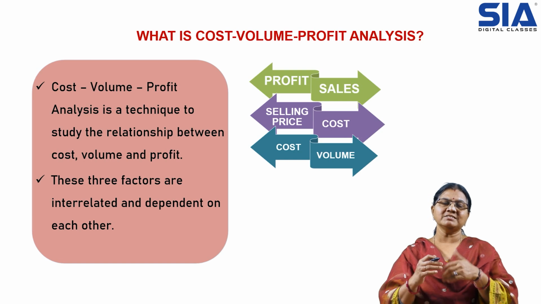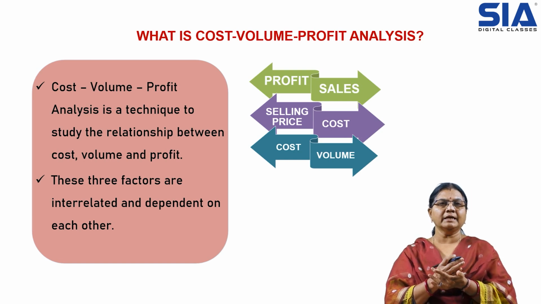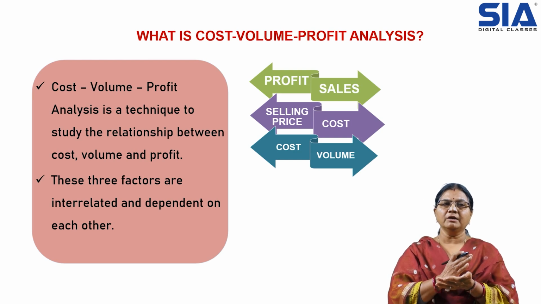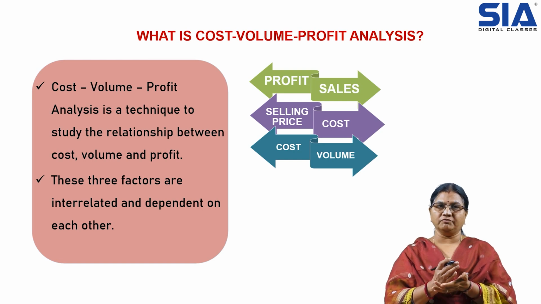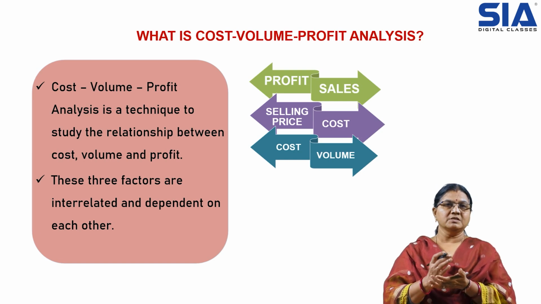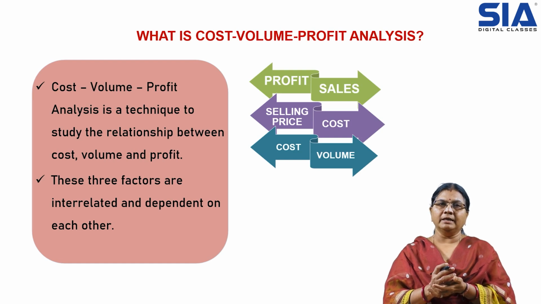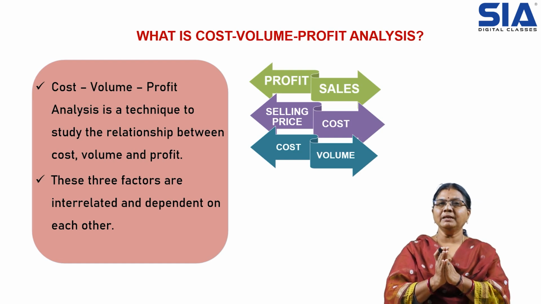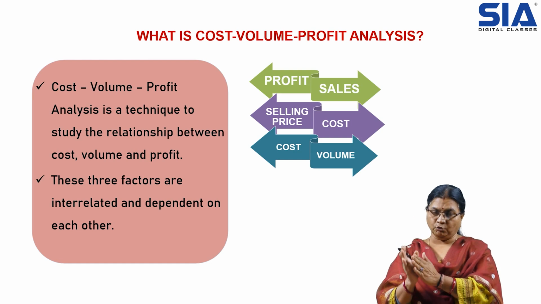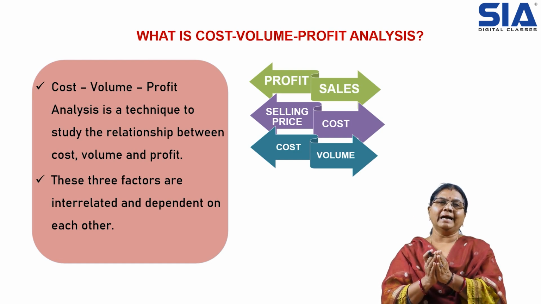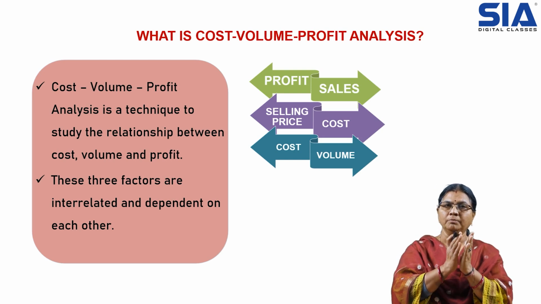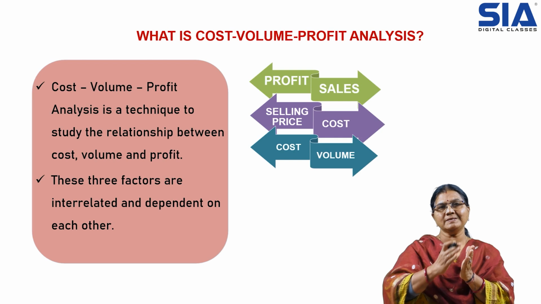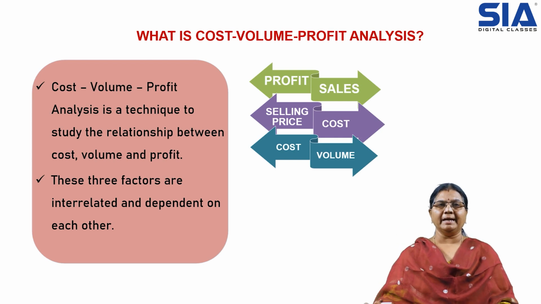This is a technique which, at an advanced stage, we call break-even analysis. This technique will help us to understand the relationship between cost, volume and profit. Cost here is the cost of production. Volume is the volume of sales, how much we have to sell. For example, if you want to earn X amount of profit, you should calculate how much volume of sales we have to do. And for that sales volume, how much production we have to make. So this is interrelated as well as interdependent on each other.